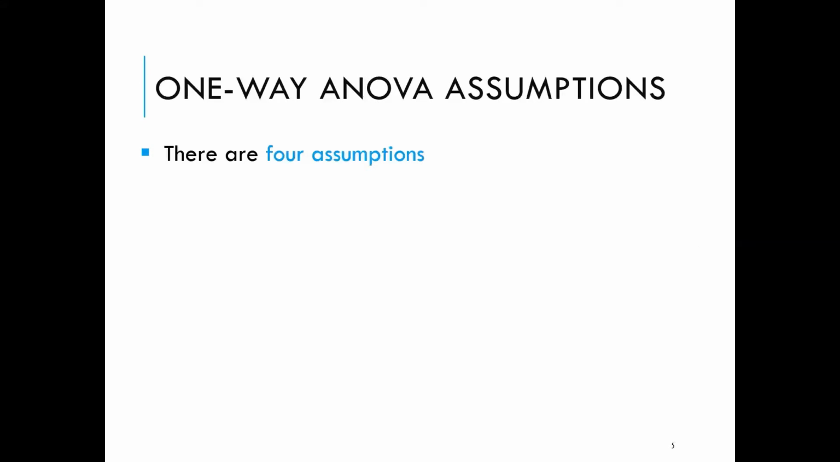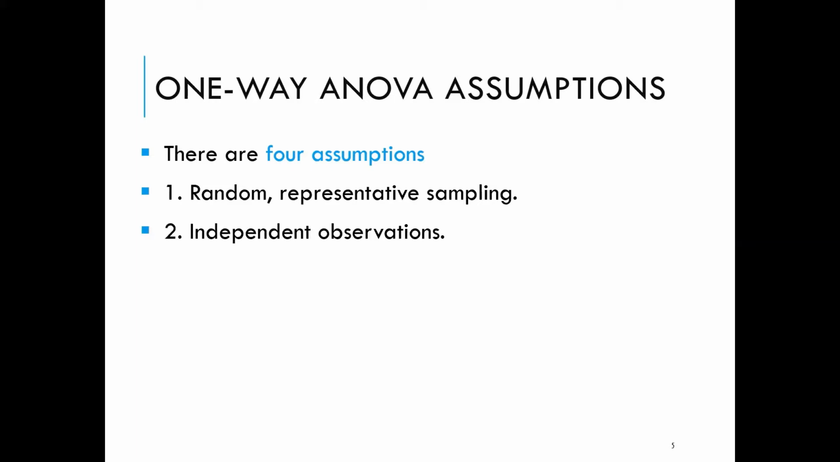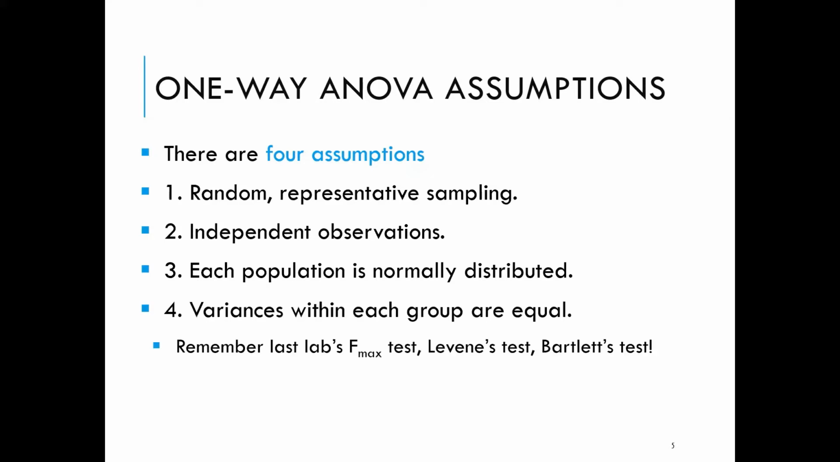There are four assumptions for the one-way ANOVA test. The first is that all of the samples are random and representative. The second is that each observation is independent from the next. Third, each population being compared is normally distributed. And fourth, the variances within each group are equal.